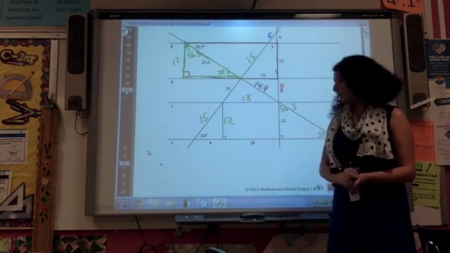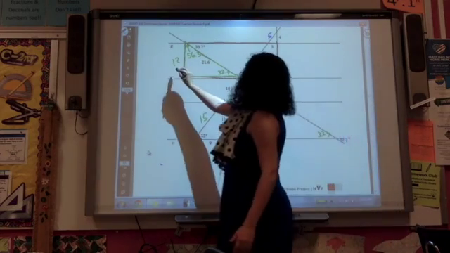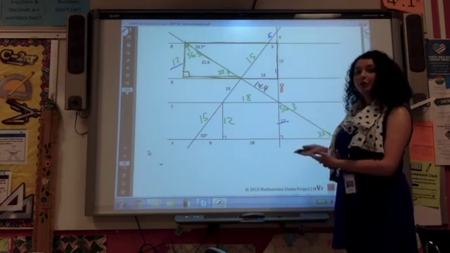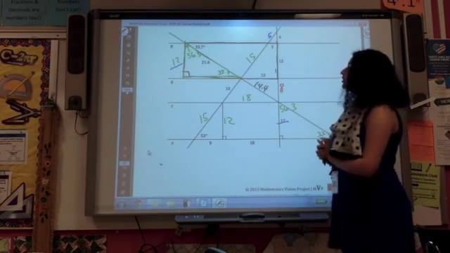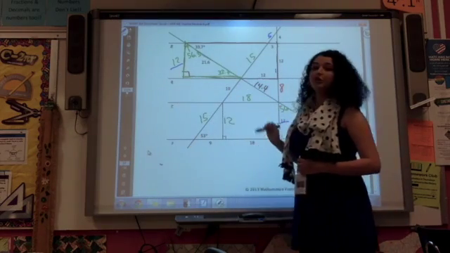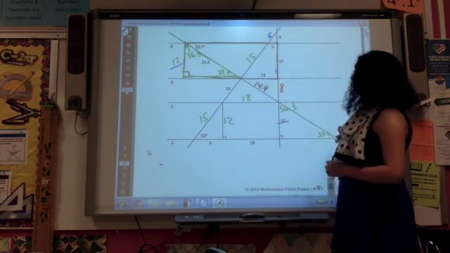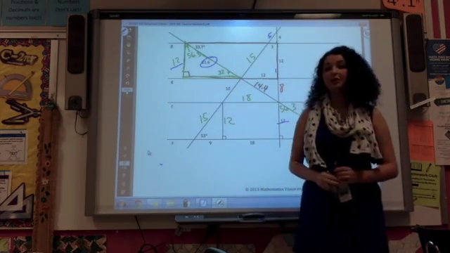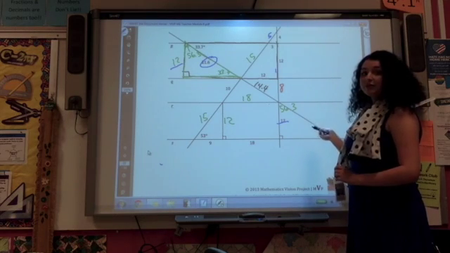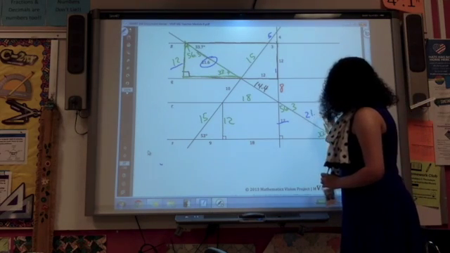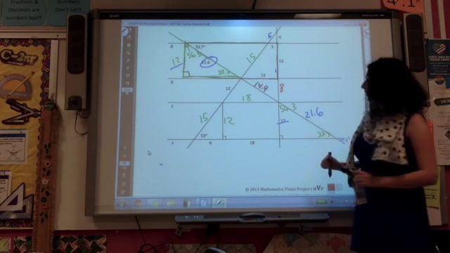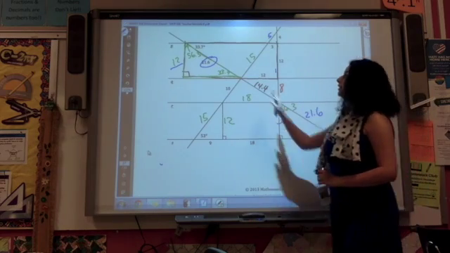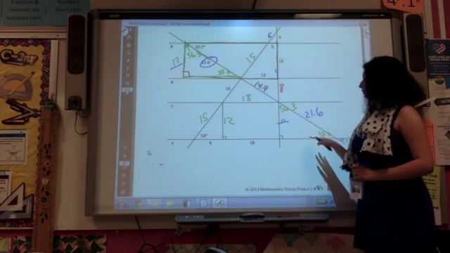I now need to set up a common ratio. So I look at corresponding sides. 12 times what equals 12? 1. So no matter what the side is, I just multiply it by 1, and that's what it is over here. So for this triangle, the hypotenuse is 21.6. 21.6 times 1 is still 21.6. So that's how I found this side length, by comparing this triangle to this triangle.